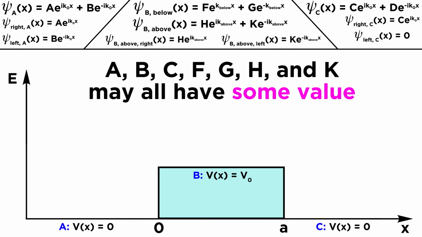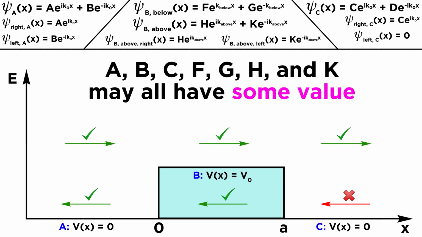All other constants may have some value, because motion to the right in A, B, and C is implied if the particle surpasses the barrier. Motion to the left in A occurs if the particle reflects, and even motion to the left in B is possible if the particle penetrates the barrier to some degree prior to reflection. So motion to the left in region C is the only motion that is not permitted.